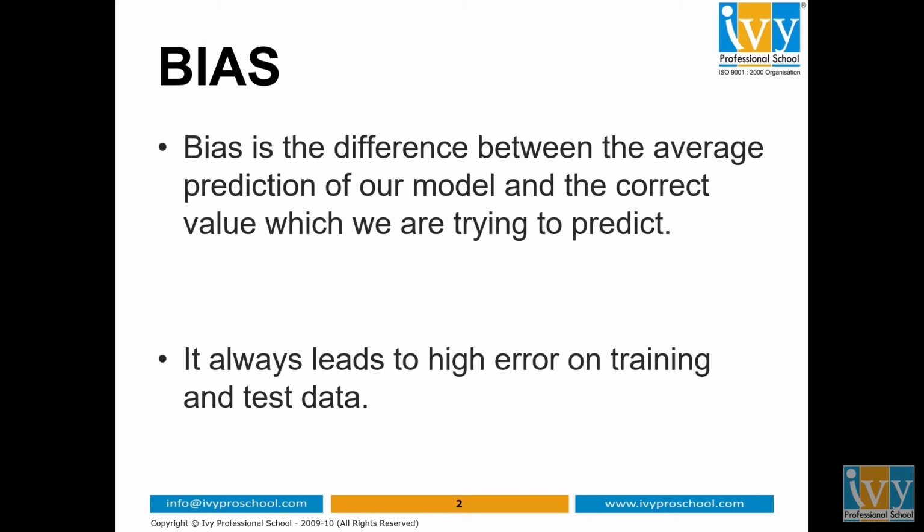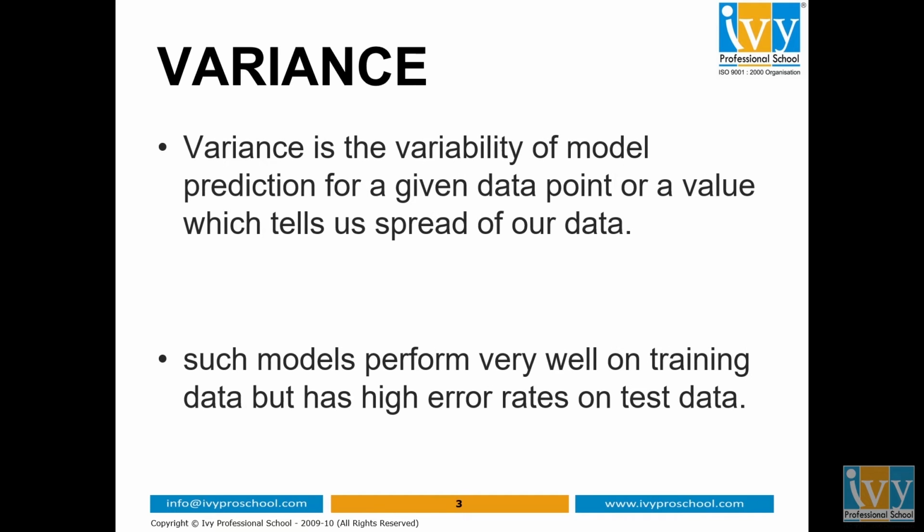By bias, we basically mean the difference between predicted values and actual values. This situation of bias produces high training and testing errors. While talking about variance, variance is the variability of model predictions for a given data point or value, which tells us the spread of our data. Such models perform very well on the training data and have a high testing error.